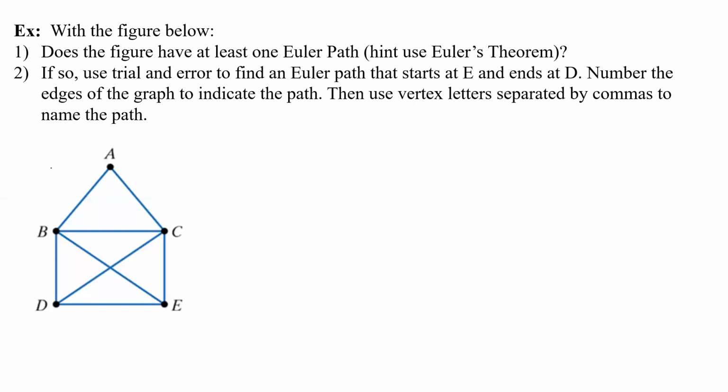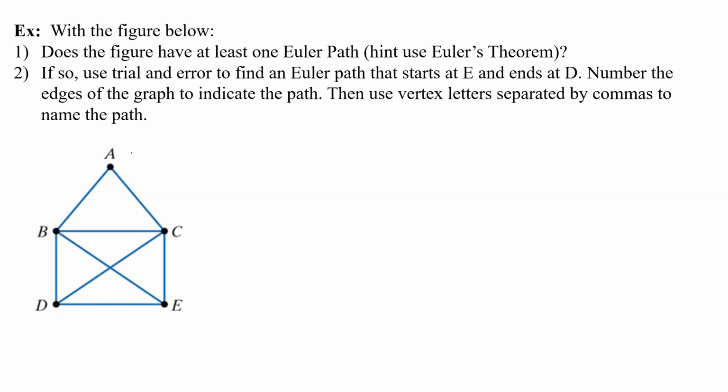All right, so with this figure here, A, B, C, D, E, does the figure have at least one Euler path? Hint, we're going to use Euler's theorem again. And if so, use trial and error to find an Euler path that starts at E and ends at D. Then number the edges of the graph to indicate the path, and use the vertex letters separated by commas to name the path.